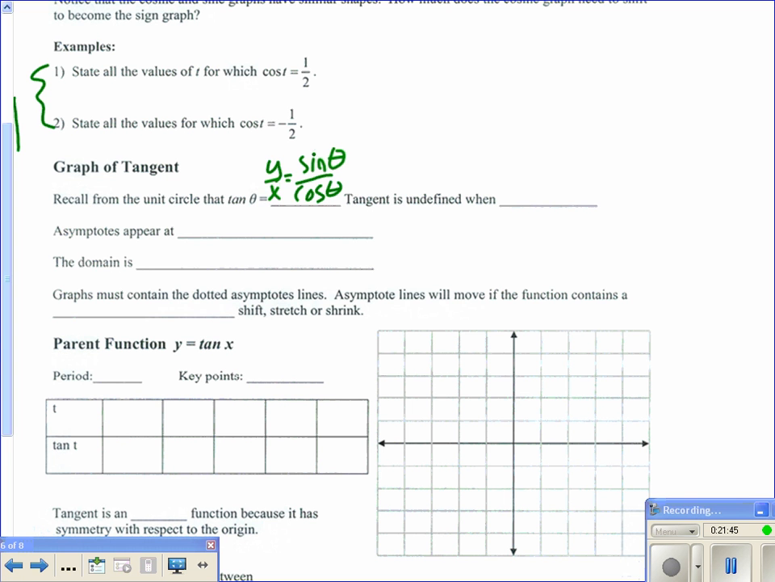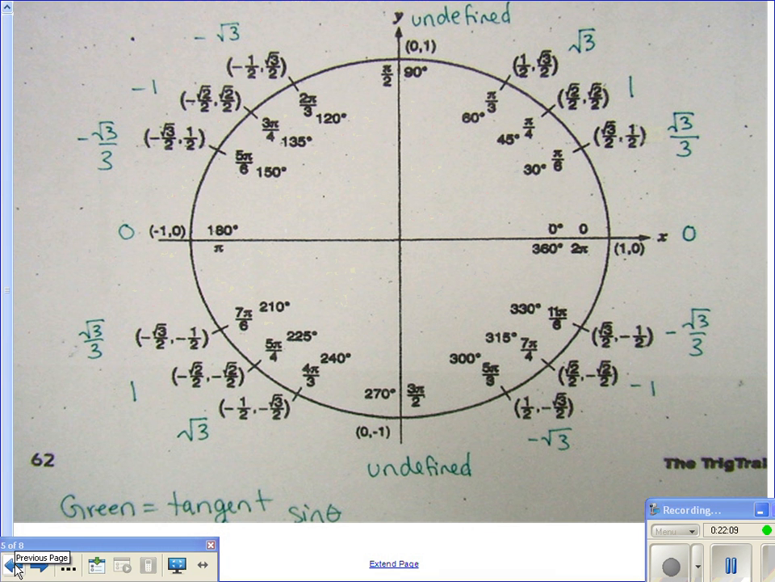So that means that tangent is undefined when your cosine of theta is equal to 0. So because of that, remember when things are 0 in your denominator, that means you have asymptotes. So where do these asymptotes appear? Well, they appear wherever cosine of theta is equal to 0. So where is the cosine of theta equal to 0? We can go back to our unit circle. We know that cosine is 0 at pi over 2, and then it's also 0 at 3 pi over 2.